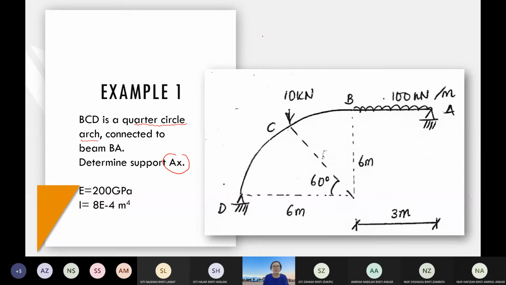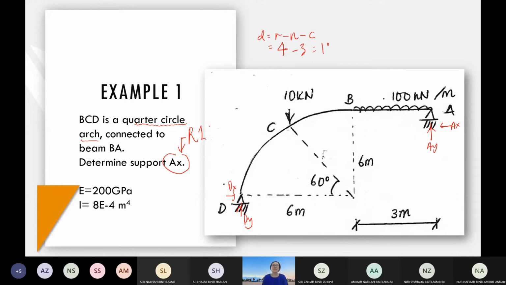First of all, we need to determine how many redundants to be removed. So we use the equations that we deal with beams and frames, R minus 3 minus C. This R, we have dy, we have dx, we have ay, and we have ax here. So we have 4 in total, and we minus 3, we don't have any hinge, we have 1 degree. And since we are going to determine the support AX, we can make this AX as our redundant.